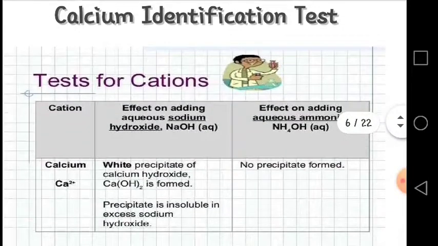Calcium identification test. When we add aqueous sodium hydroxide to calcium solution, a white precipitate of calcium hydroxide is formed, and this precipitate does not dissolve in excess of sodium hydroxide. And dear students, this is the identification of calcium, that its white precipitate does not dissolve in excess of sodium hydroxide. Calcium ions don't react with the aqueous ammonia.